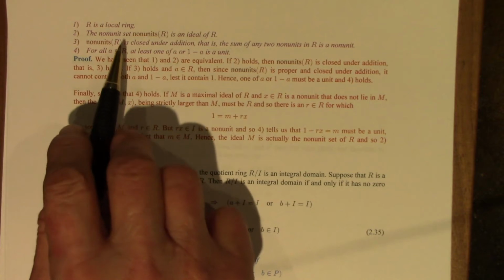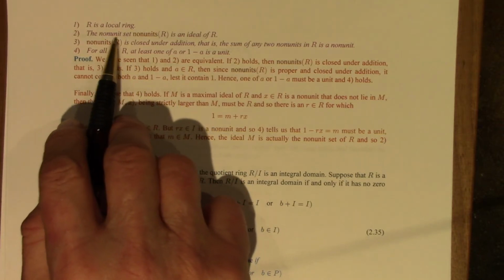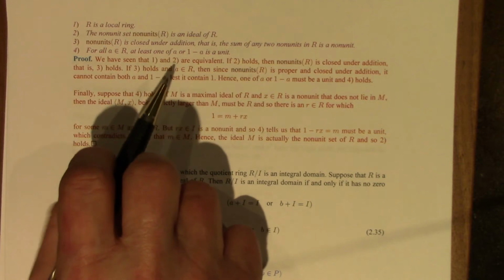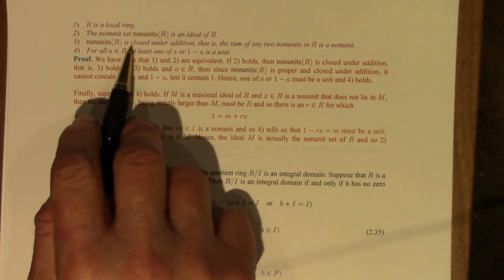Now we've seen that 1 and 2 are equivalent. We just got through with that. If 2 holds, the set of non-units is an ideal, then of course ideals are closed under addition. They're additive subgroups, and so 3 will hold.